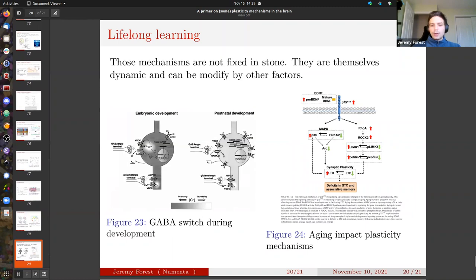Okay, I'm almost done. I just wanted to mention this briefly, which is that those mechanisms that we talked about are not set in stone along the lifetime of an organism. For example, when you go from development to postnatal development, you have a GABA switch, where GABA is excitatory in embryonic development and becomes inhibitory in postnatal development. And that needs to be taken into account if you want to develop a system analogous to the brain that has some phase of development and some phase of maturation.